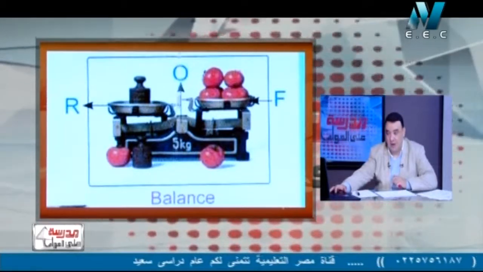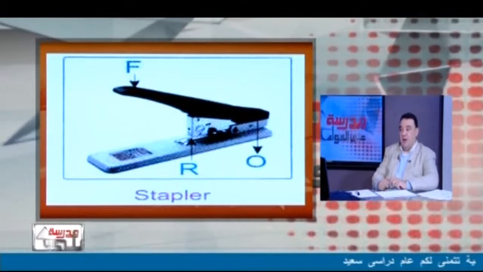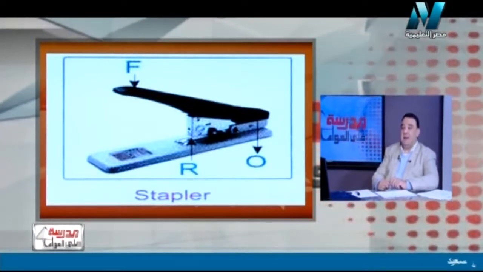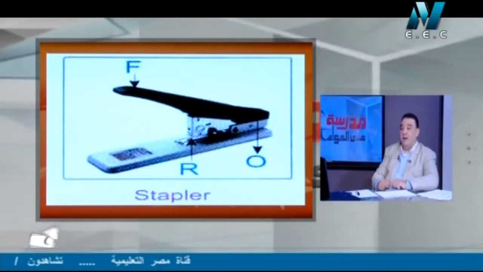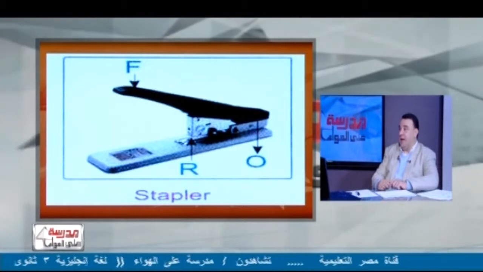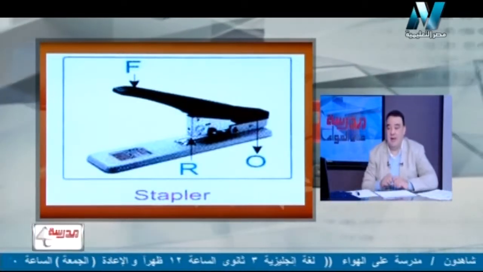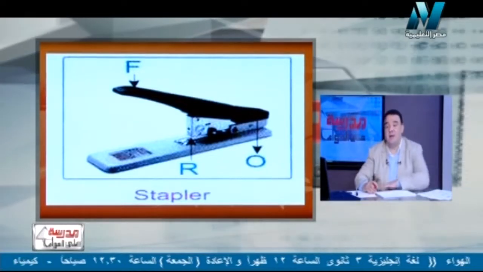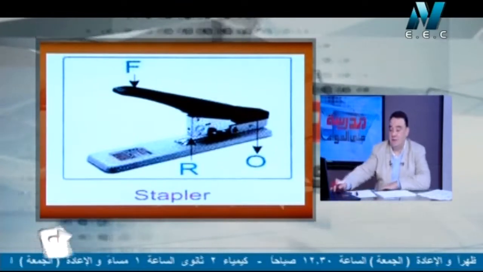Another example, stapler, as we said before, is also second class lever. Why? Because it has R in the middle between effort force and fulcrum. So stapler, a reminder, please take good care, all of us take care. Stapler is second class lever, not first class lever.